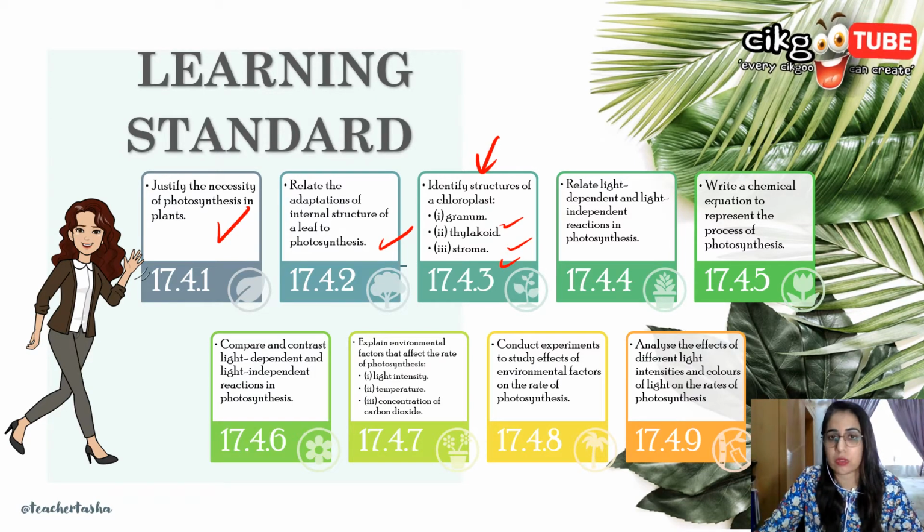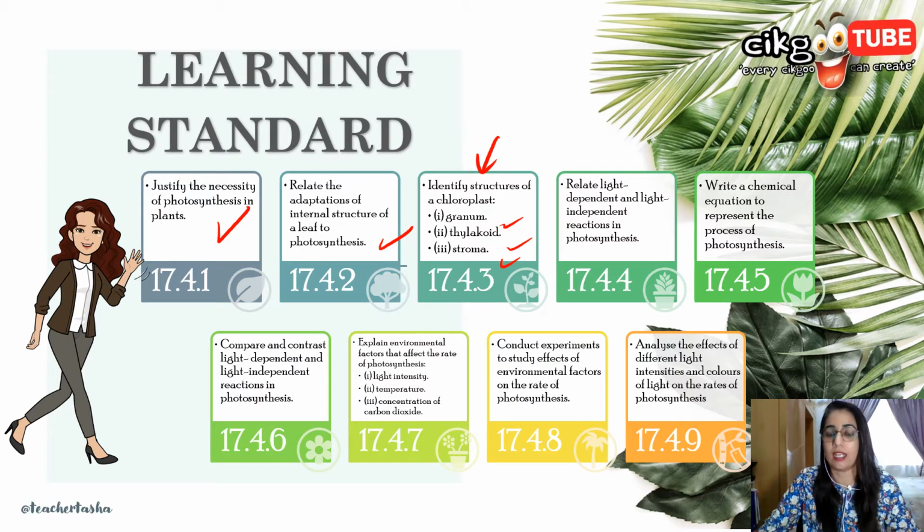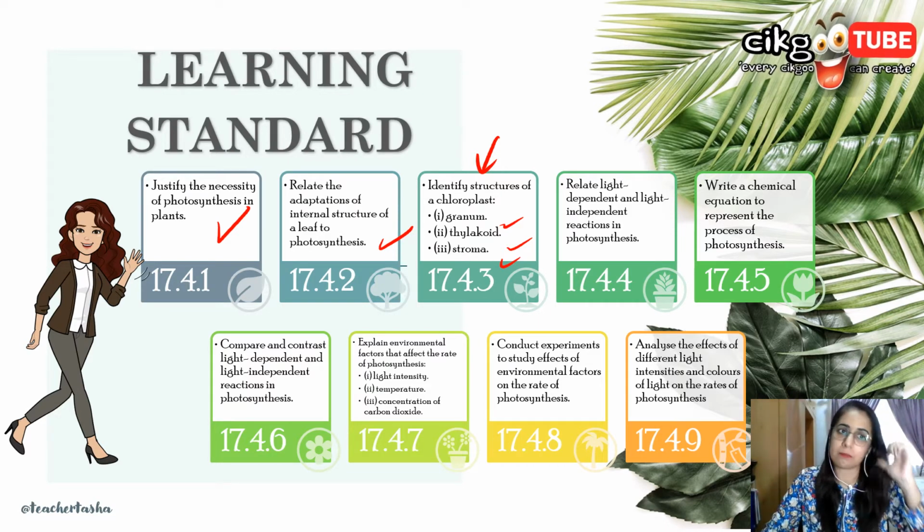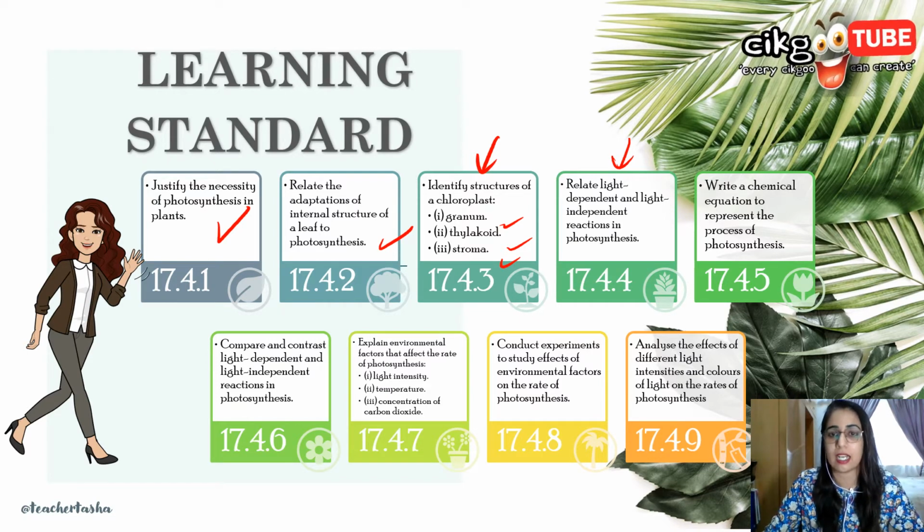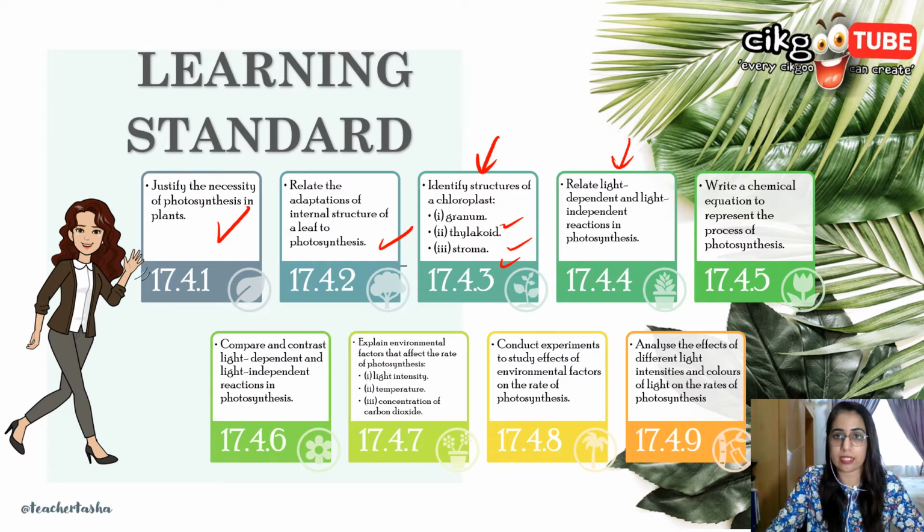Then we are going to relate the light-dependent and light-independent reactions. Oh my God, what is that? Don't panic, we are going to go through this. Light dependent and light independent means with light and without light, they can still carry out photosynthesis. How does it go? And then the end product, the chemical equation. You know this chemical equation, but how from this reaction you get the chemical equation, that's what we're going to see in this lesson.